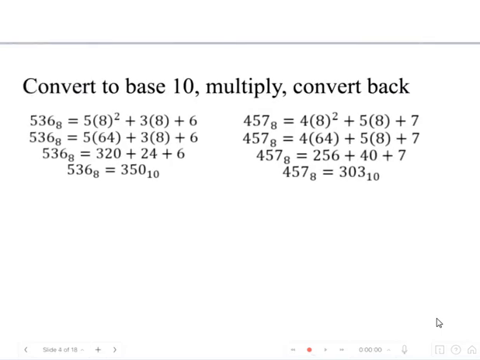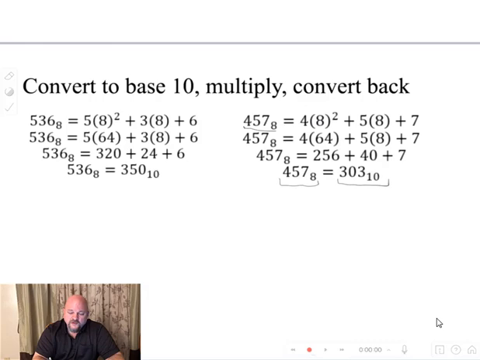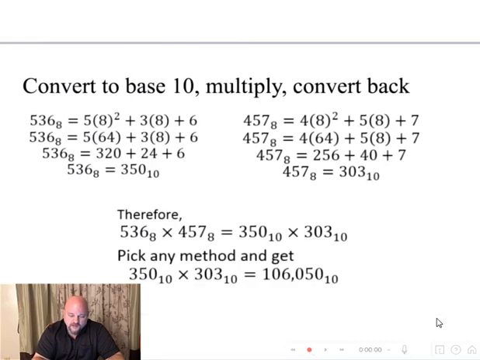Likewise, we can take 457 base 8 and convert it. It's 4 times 8 squared plus 5 times 8 plus 7. And you get that 457 base 8 is going to be equivalent to 303 in base 10. So now we have the original problem, 536 base 8 times 457 base 8, and we change that to 350 base 10 times 303 base 10.